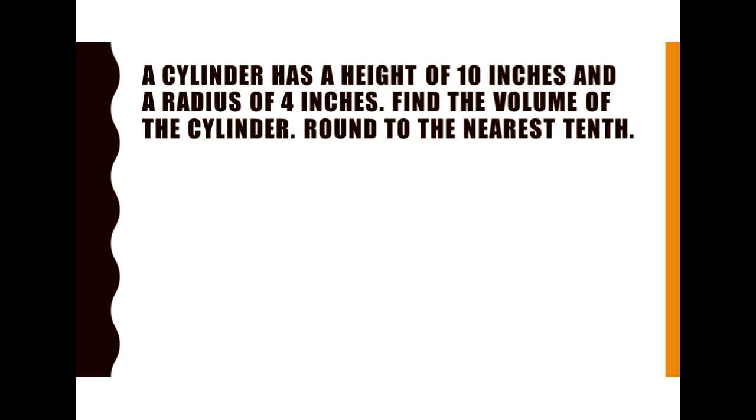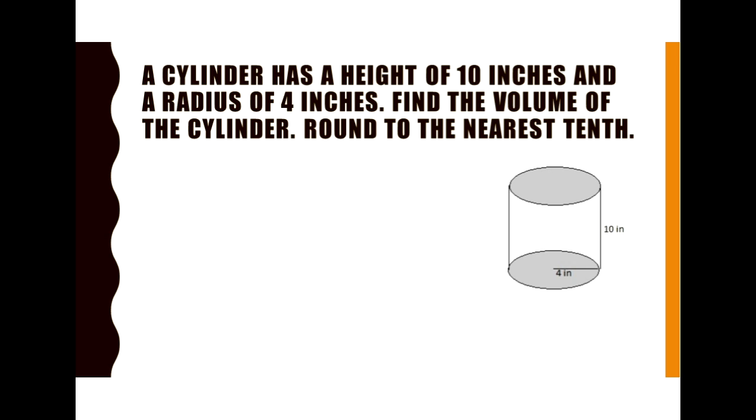The first example involves a cylinder. The question states that a cylinder has a height of 10 inches and a radius of 4 inches. Find the volume of the cylinder, and we're going to round our answer to the nearest tenth. Here's a picture for visual purposes. So once again, the height of the cylinder is 10 inches and the radius is 4 inches.